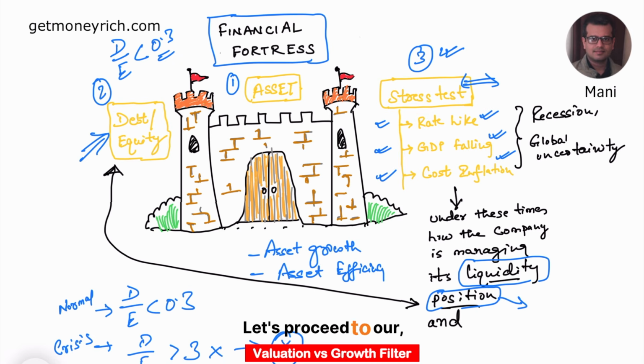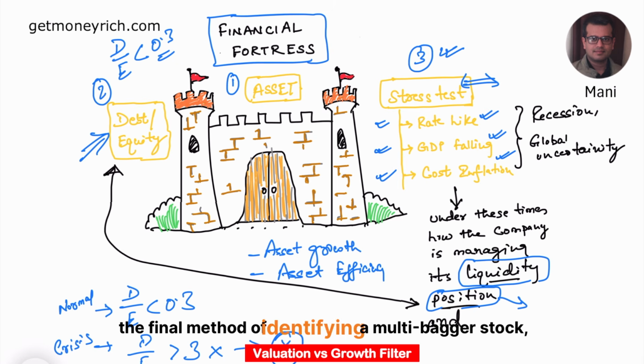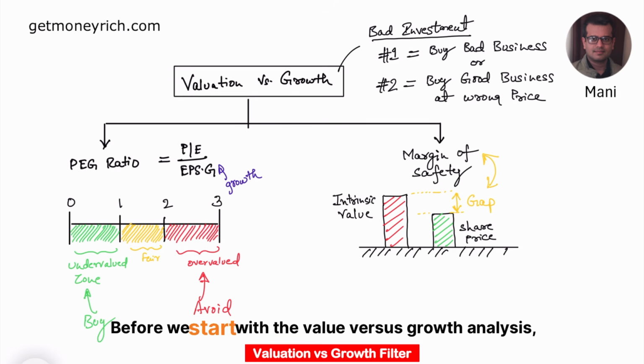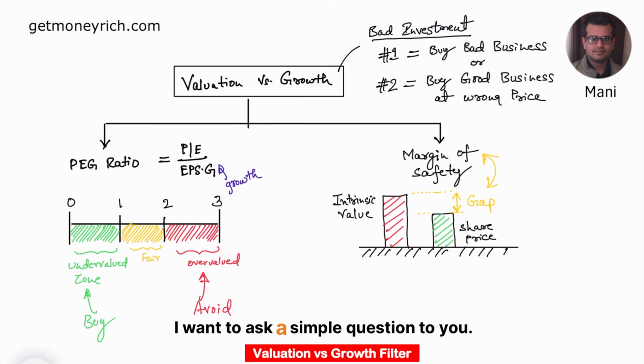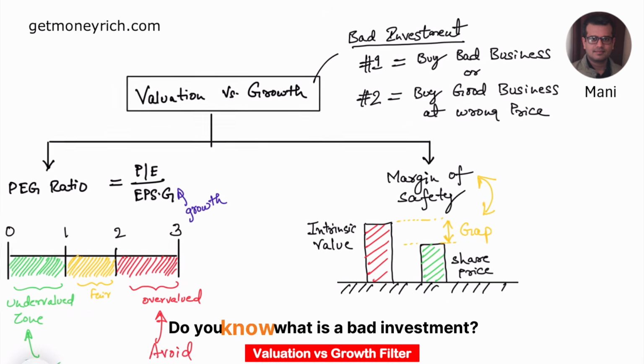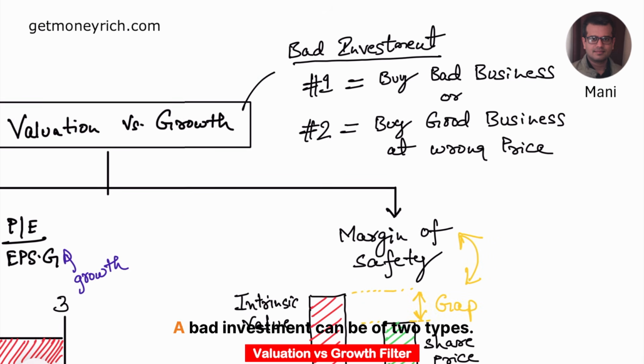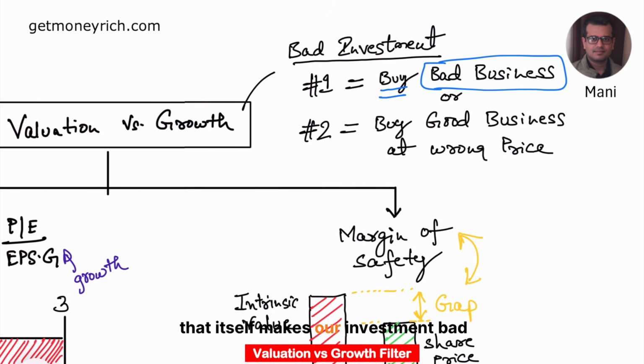Let's proceed to the final method of identifying a multi-bagger stock, which is the value versus growth analysis. Before we start with the value versus growth analysis, I want to ask a simple question to you. Do you know what is a bad investment? A bad investment can be of two types. First of all, you are buying a bad business. That itself makes our investment bad.